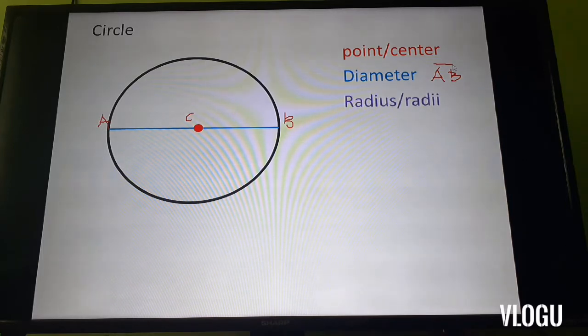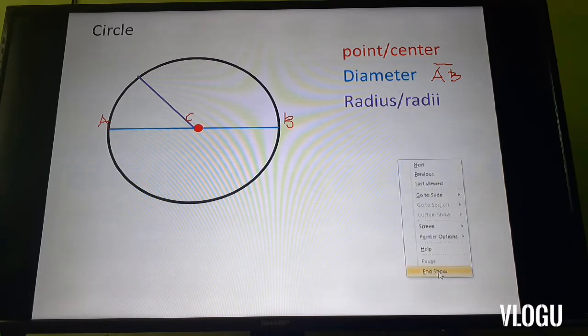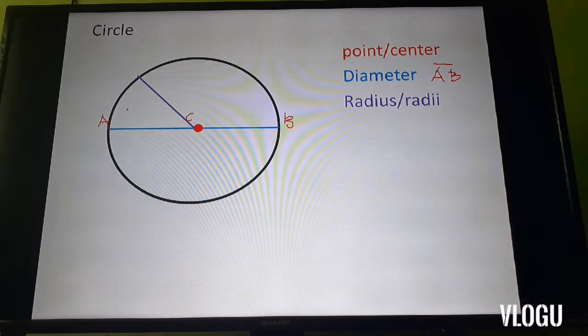For my next part, I have the radius of the circle or the radii. A radius is a line that comes from the center of the circle to any point on the circle. And if we have two or more radius, ang tawag po natin sa kanya is the radii. So for this figure, for instance, this is the radius CD. Line segment CD is my radius.